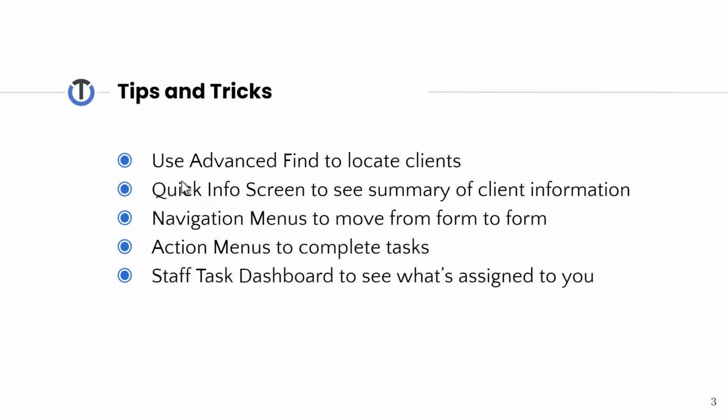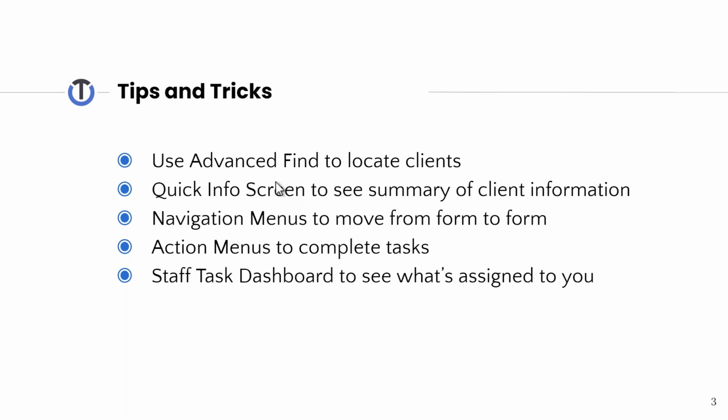Okay, next we have use advanced find to locate clients. This is really handy if you don't know the client's last name or you're not exactly sure how to spell it. We can search by the client's first name, their insurance policy number, all kinds of things. Quick info, that screen is going to allow you to see a summary of the client's information. So I'll show you that.